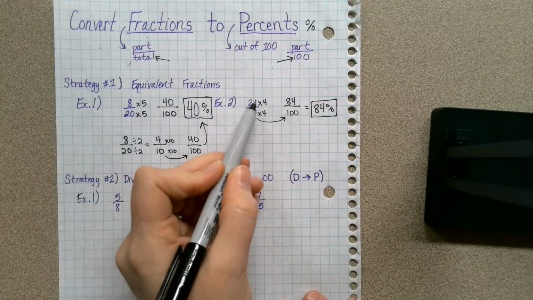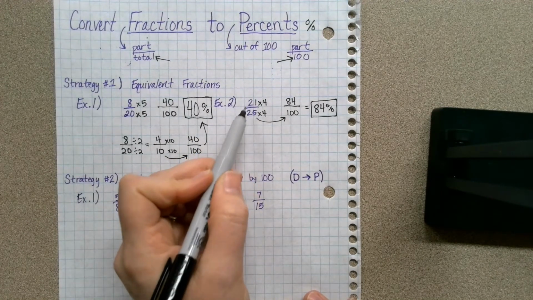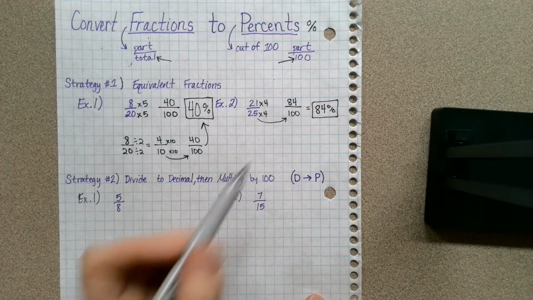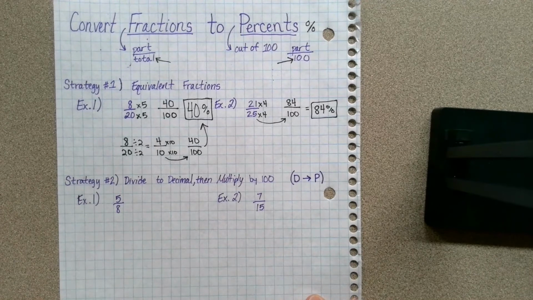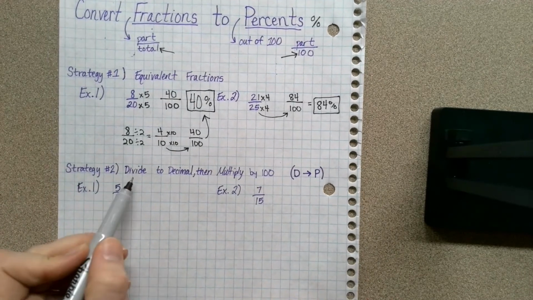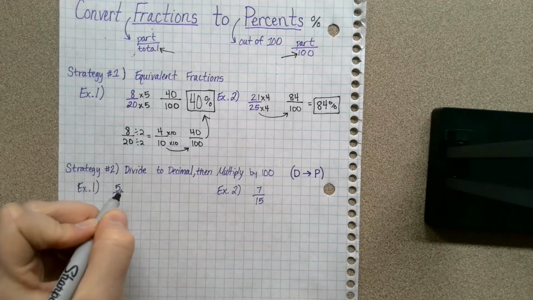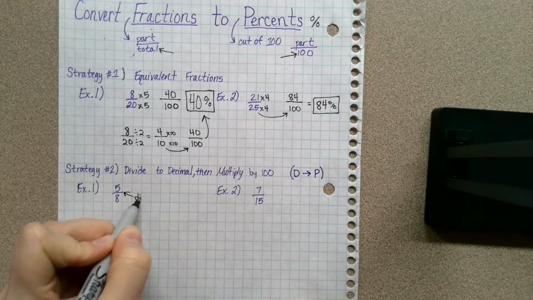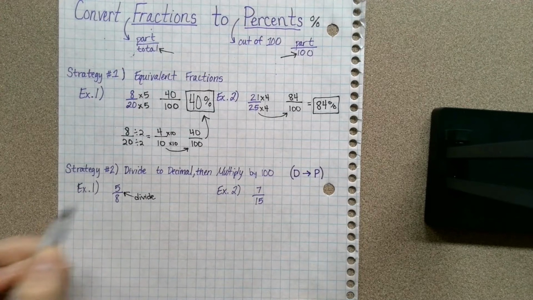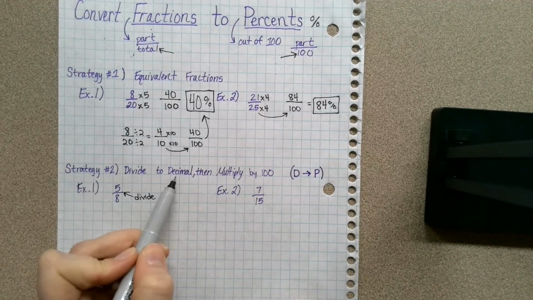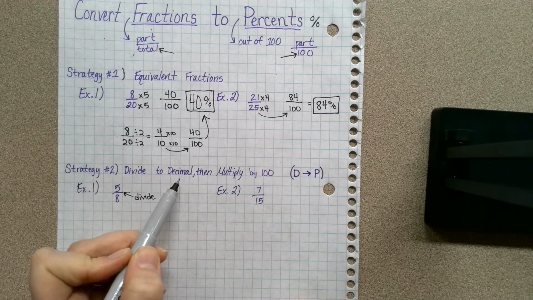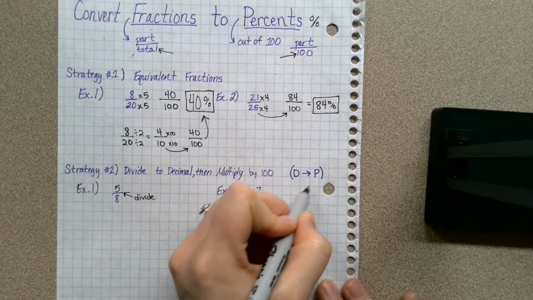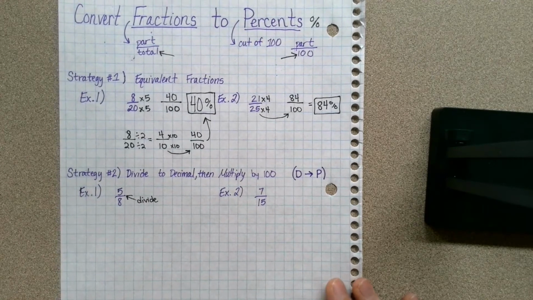Because both of these were odd numbers and we couldn't simplify 21/25, that is one way that we could have converted to a percent using equivalent fractions. The second strategy is to divide. We know that this fraction bar also means to divide. So what we can do is we can divide that fraction to convert it to a decimal, and then we can multiply by 100 to convert it from a decimal to a percent, which is what you learned in a different video.